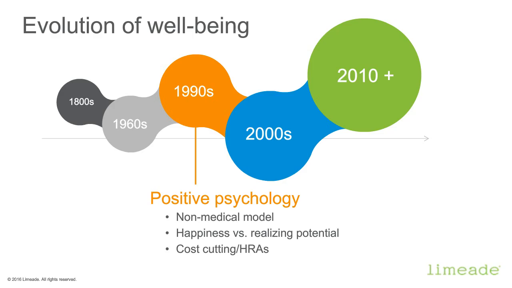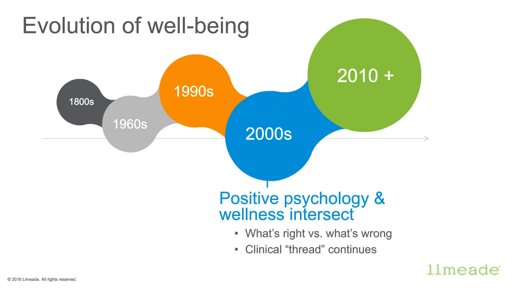So then in the 2000s, that's when the concept of wellness and positive psychology really intersected with each other. So that's where you see a lot of wellness programs starting to call themselves well-being programs. And you'll also see wellness programs now that have a really strong component of the medical model, right, thinking about people as health risks, and then combining that with more of the quality of life components too. So sometimes we see both of those threads play out pretty strongly in existing wellness programs.